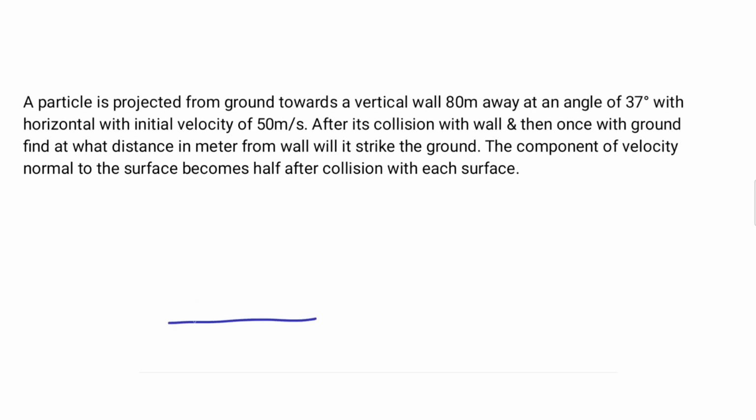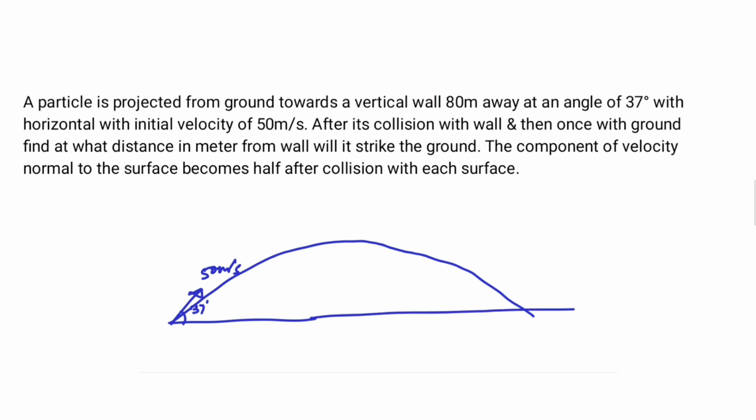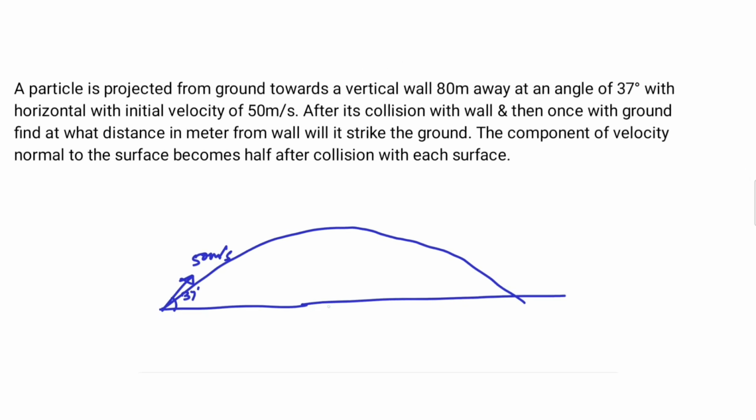It is given that the initial velocity is 50 meter per second and it is thrown at an angle of 37 degrees. If I assume that the wall was not present, then the trajectory would have been something like this. Now the wall is kept at 80 meter distance. For drawing the diagram, you can calculate the range. I think it is 240 meters. I'm not doing the calculation because the value of range is not important for the solution of this question. Still, to draw the diagram and to get an idea of where the wall is present, you can calculate the range. Then you will see that the wall is present at this distance, 80 meters.